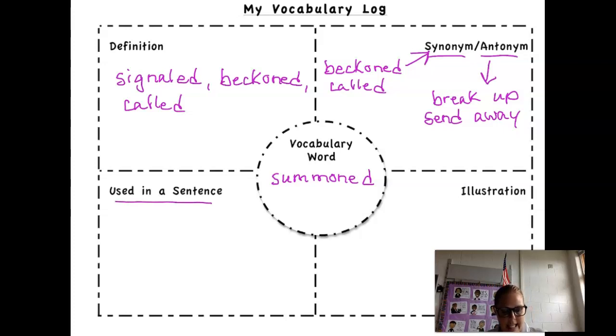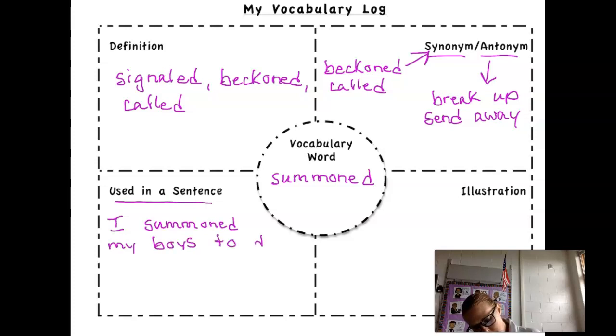Next, we're going to use it in a sentence. We want to use the word summoned in a sentence. So I'm going to say, I summoned my boys to do their chores. Okay, I summoned my boys to do their chores. Now, if you can think of different synonyms, and I want you to think of a different sentence, write your own ideas on your Frayer model.